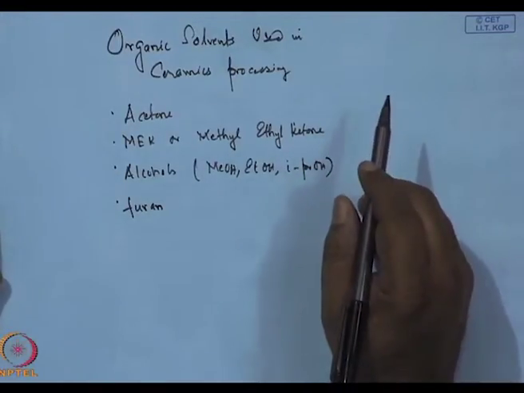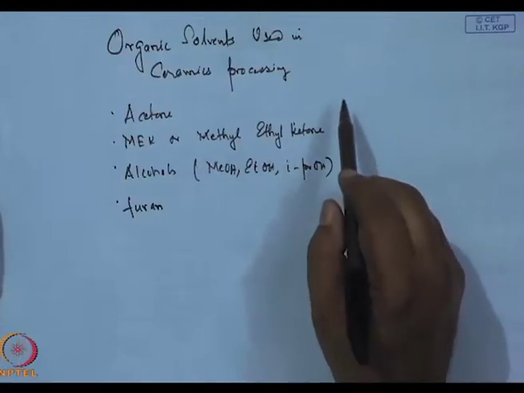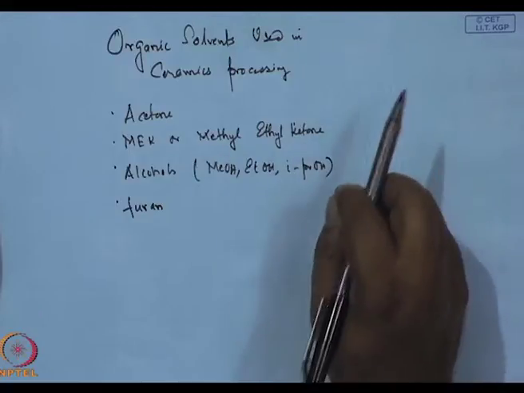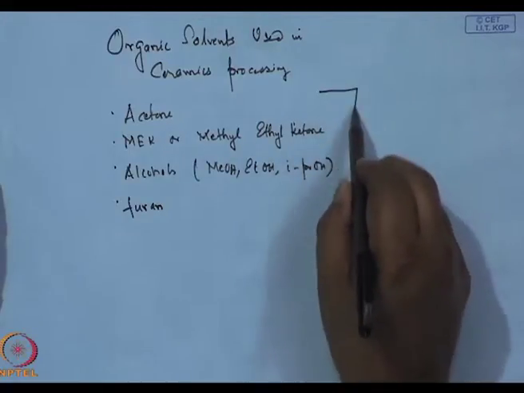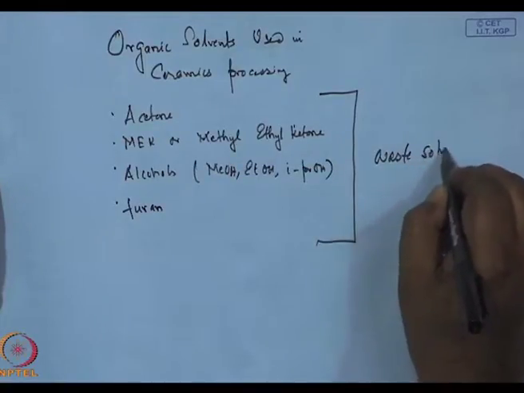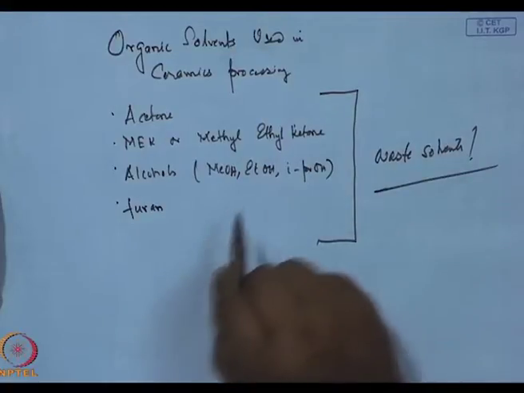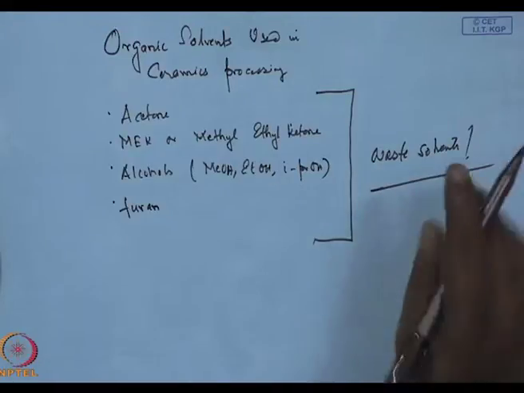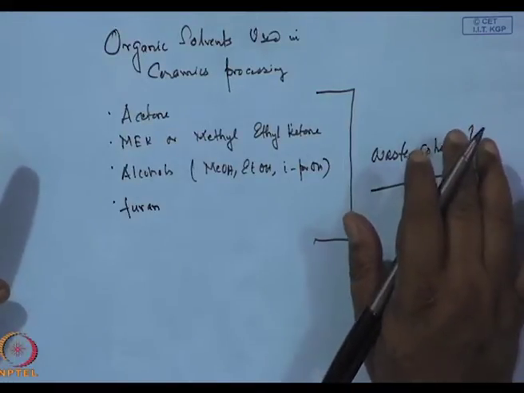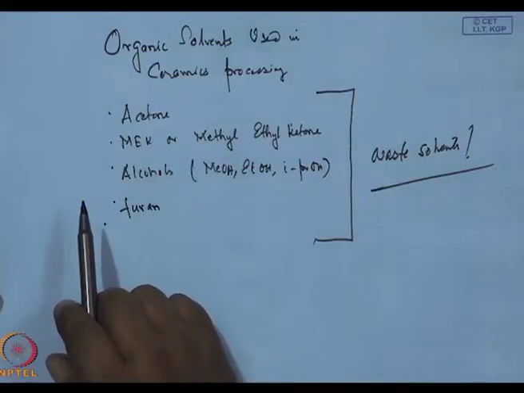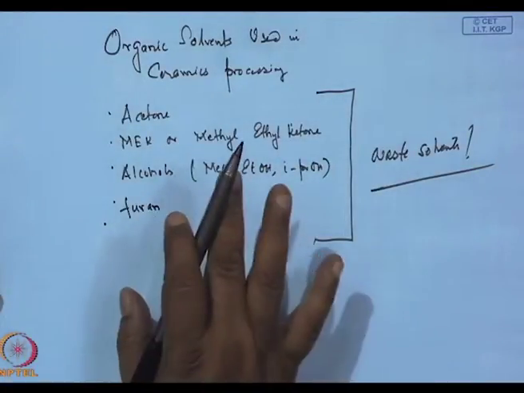However, one of the biggest problems, one of the difficult issues the ceramic industry has to tackle is how to deal with the waste solvents, because these are environmental hazards. Hence, even though today many of these solvents are in use in ceramics processing, yet attempts are being made to phase them out.